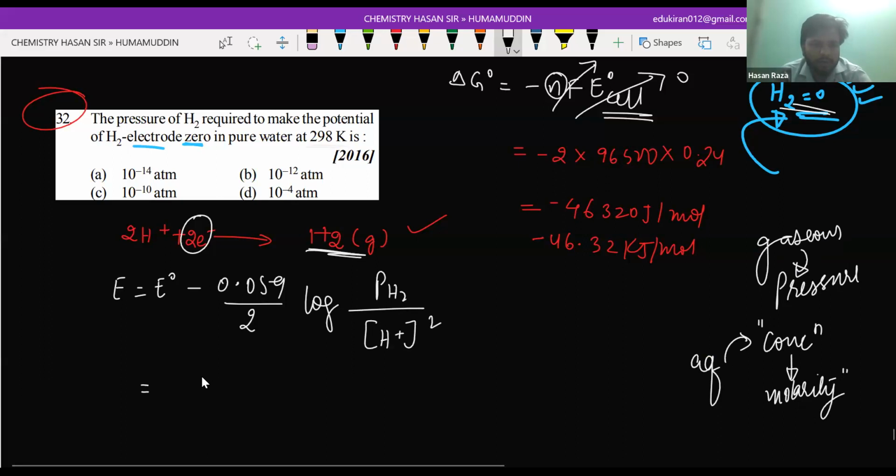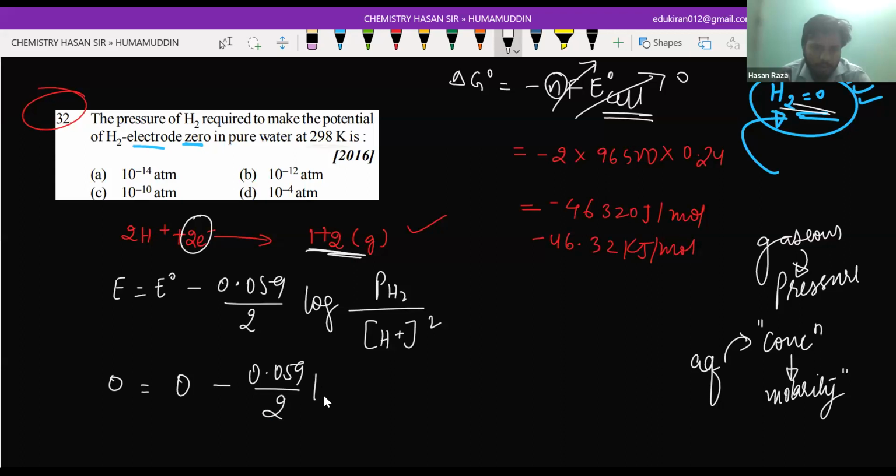As I also told you, for hydrogen it is 0, so you are going to write 0 equals 0 minus 0.059 upon 2 log of pH2, the pressure of dihydrogen. So you just need to take 1. Why? Atmospheric pressure you can take, and here you can see H plus.